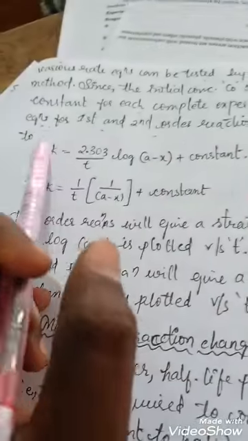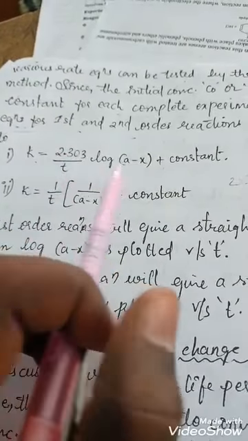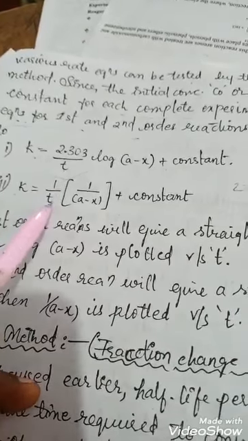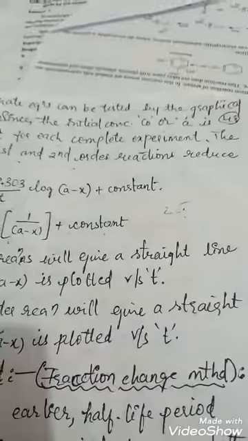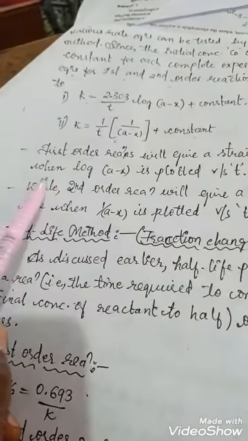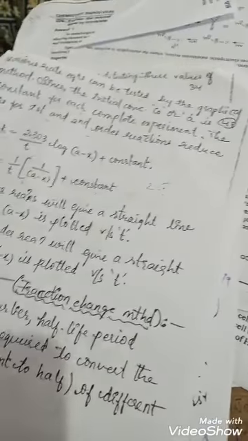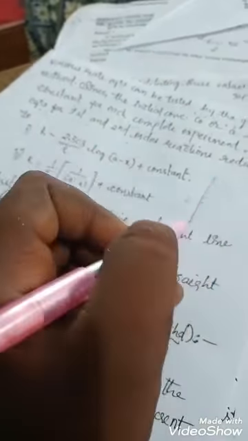first and second order reactions reduce to k equal to 2.303 by t log a minus x plus constant, and k equal to 1 by t times 1 by a minus x plus constant. The first order reaction will give a straight line when log a minus x is plotted versus t. So first order reaction will give a straight line, and the second order is also a straight line.